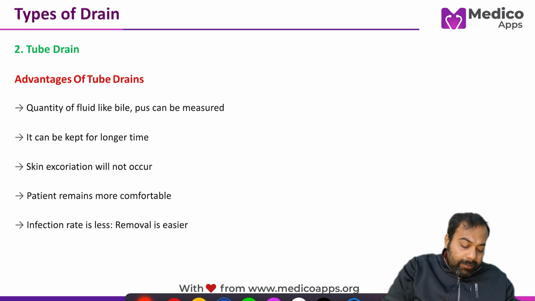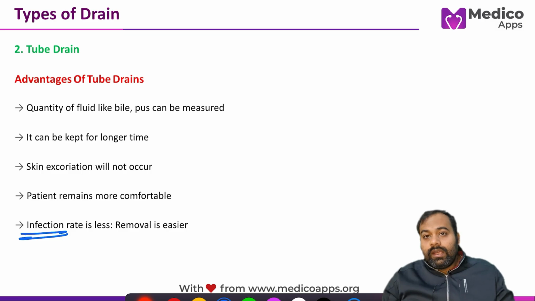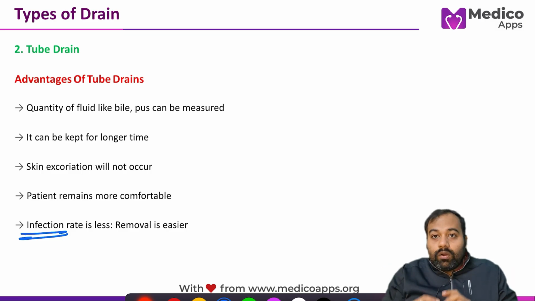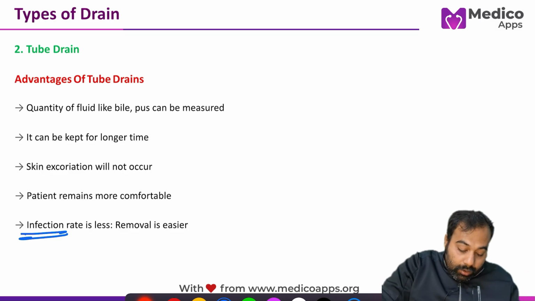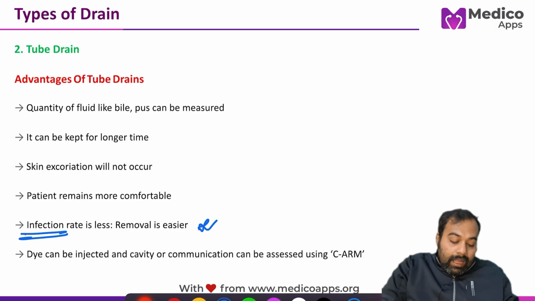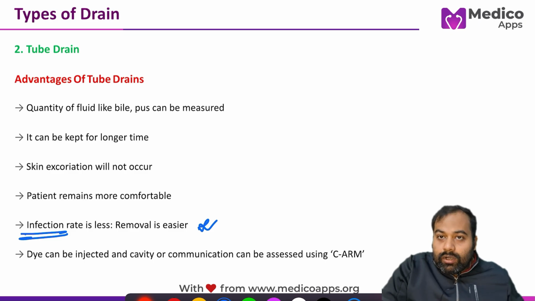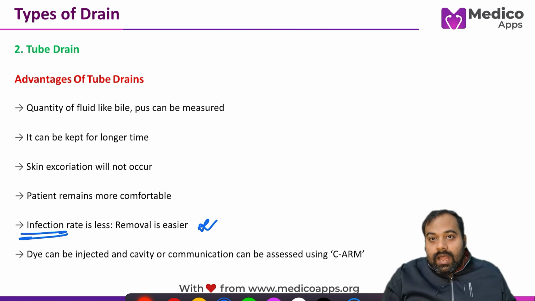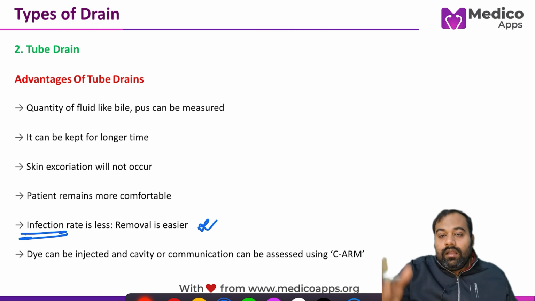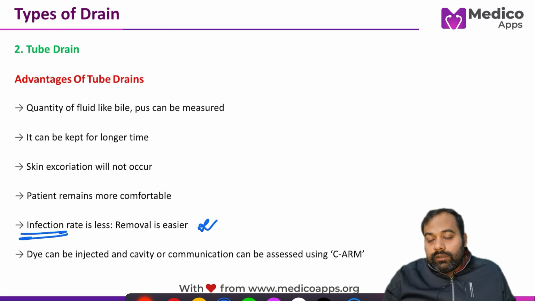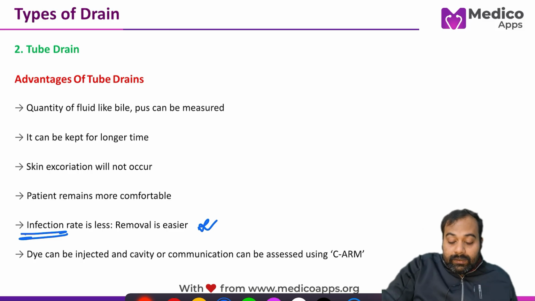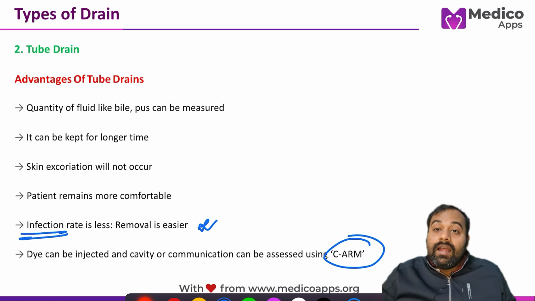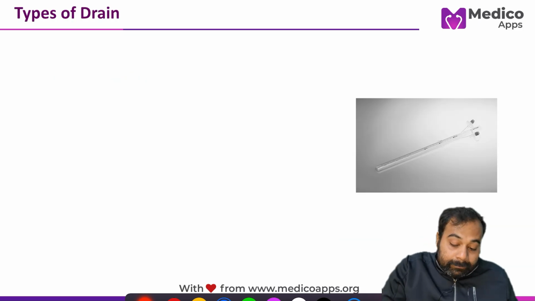And the next important point is the infection rate. As the whole system is basically enclosed in case of a tube drain, the infection rate is pretty small, and removal of the drain is also easier. Another important point is that we can inject dye through that tube, and the intracavitary lesion can be seen under the C-arm. So it can be used for diagnostic purposes as well, right?